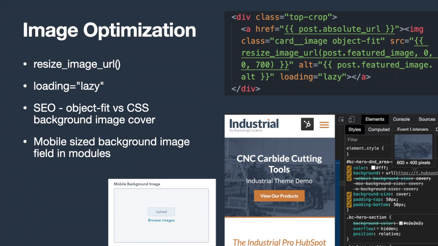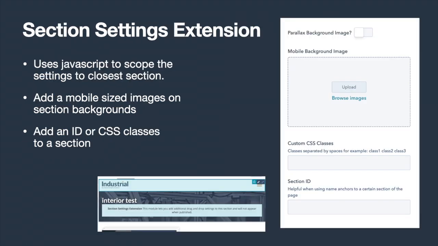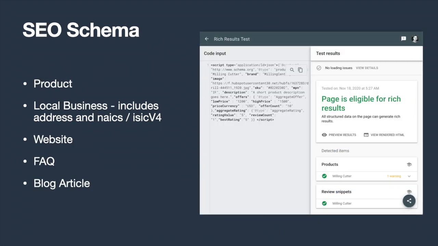To help with SEO, I favored use of object fit versus CSS background image cover, because object fit keeps images and alt text in the markup. I also included a module to extend the default section settings. This module allows an author to add a mobile background image and add custom CSS classes or an ID so they can link to a particular section. Lastly, I included schema to help optimize the various content types and encourage rich snippets. I included product, local business, website, FAQ, and blog article schema.